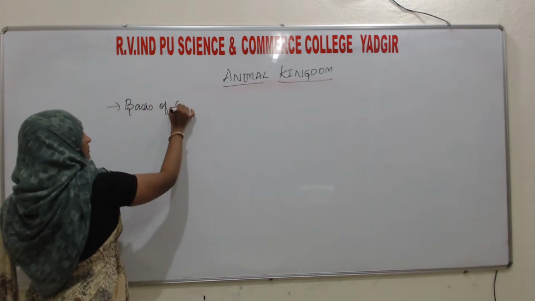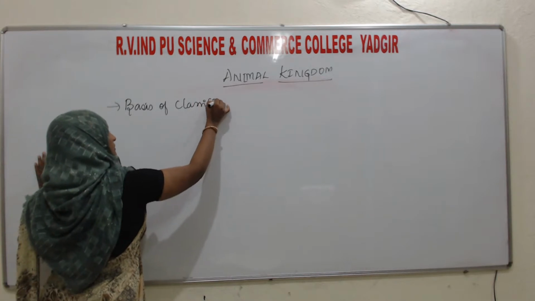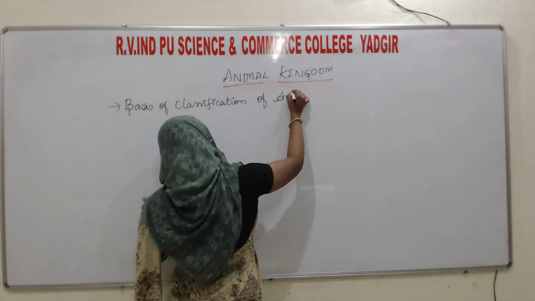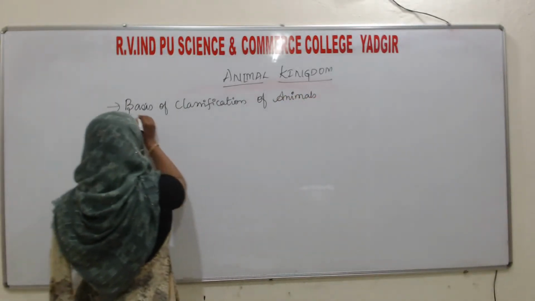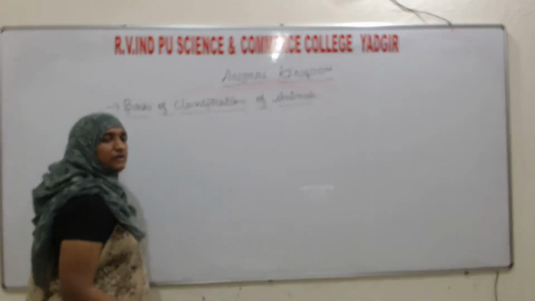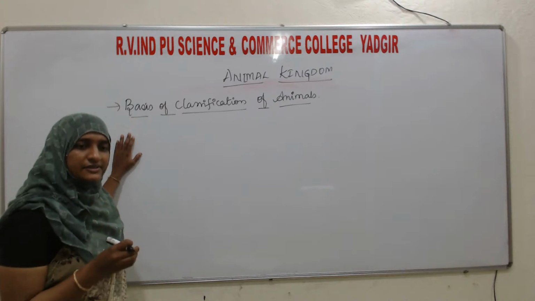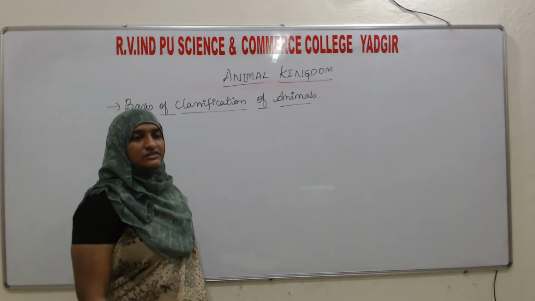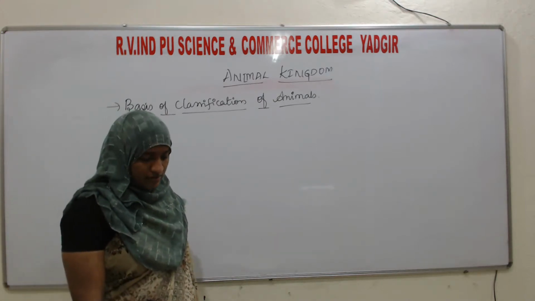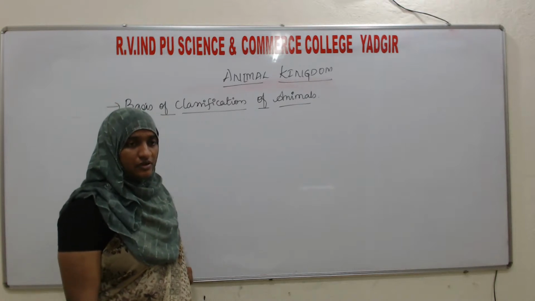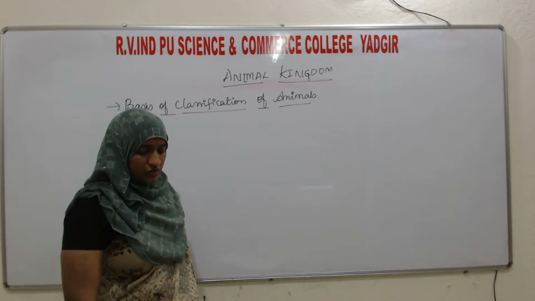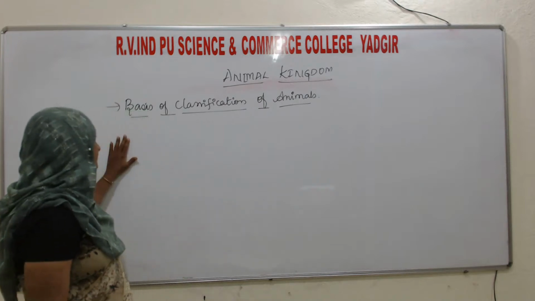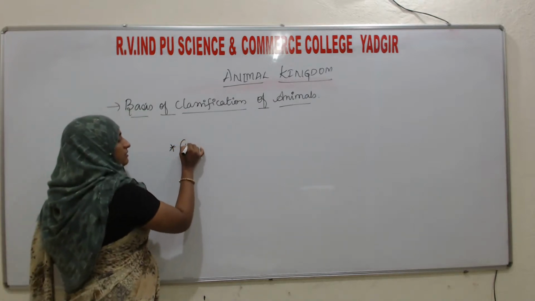Basis of classification of animals. So what is the basis for this classification of animals? For classification, we require some basis. What does basis mean? In spite of differences in structure and forms of different animals, there are some fundamental features common to various individuals in relation to other animals. So there will be some common features.